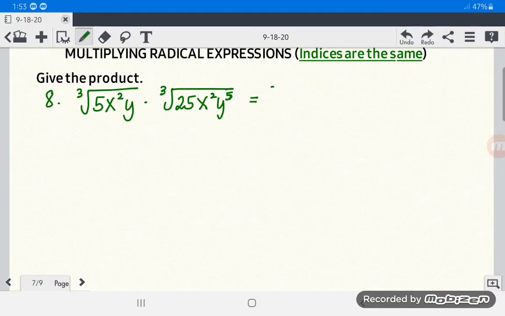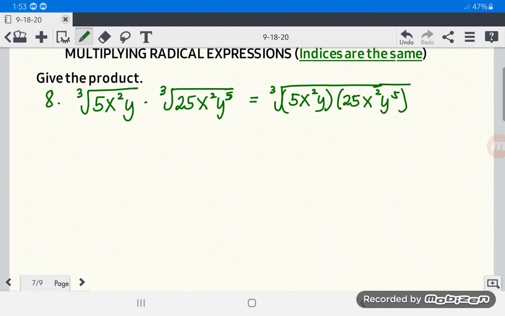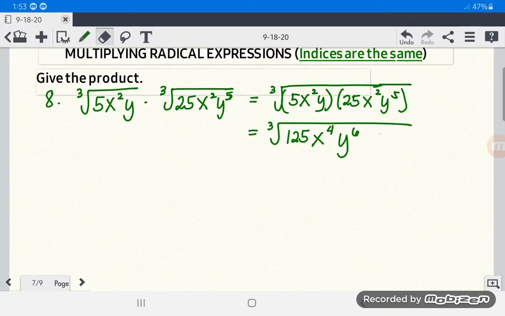So we have cube root of 5x squared y times 25x squared y raised to the 5th power. Then let's multiply. We have 5 times 25, we have 125. Then x, you're going to make use of the product rule for radical. So we're going to add the exponents. So we have x raised to the 4th power. Then y. We add it again. We have 5 plus 1. So we have 6. Okay.